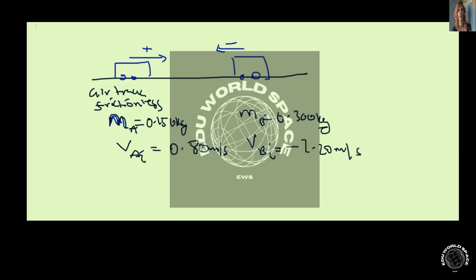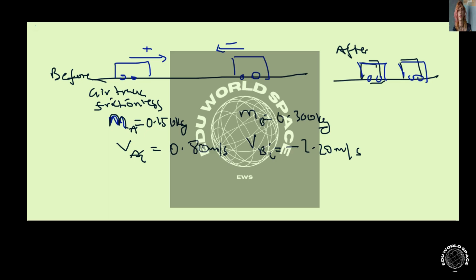So we want to find the final velocity. So this is the before scenario, and then this is the after scenario. In the after case, what happens is that they collide head on, and then potentially bounce off of each other. So that's what's happening with these two gliders.